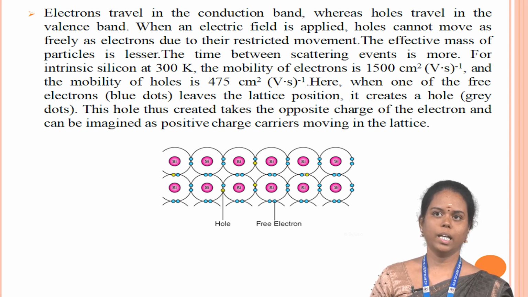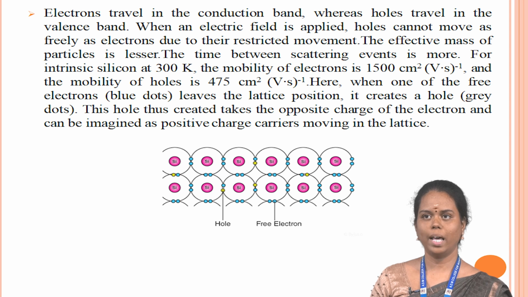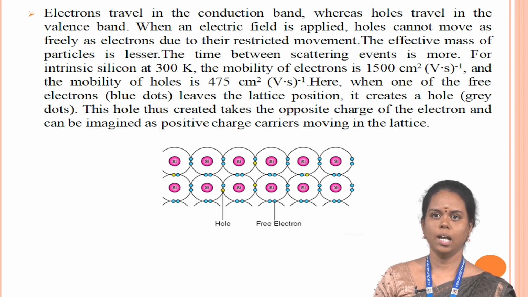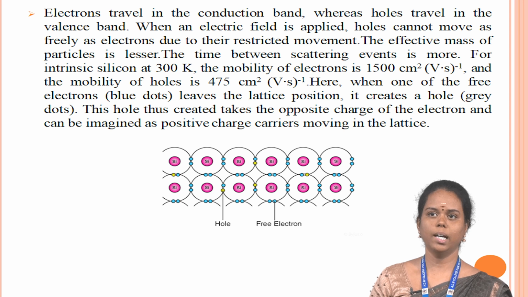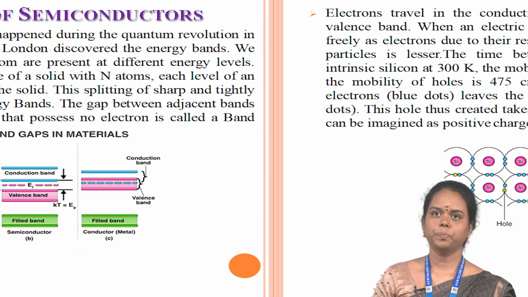For intrinsic silicon at 300 K, the mobility of the electron is 1500. In the bond model of silicon, which has valence 4, the free electrons are the blue dots, and the vacated lattice positions, the holes, are the gray dots. This one is the picture.